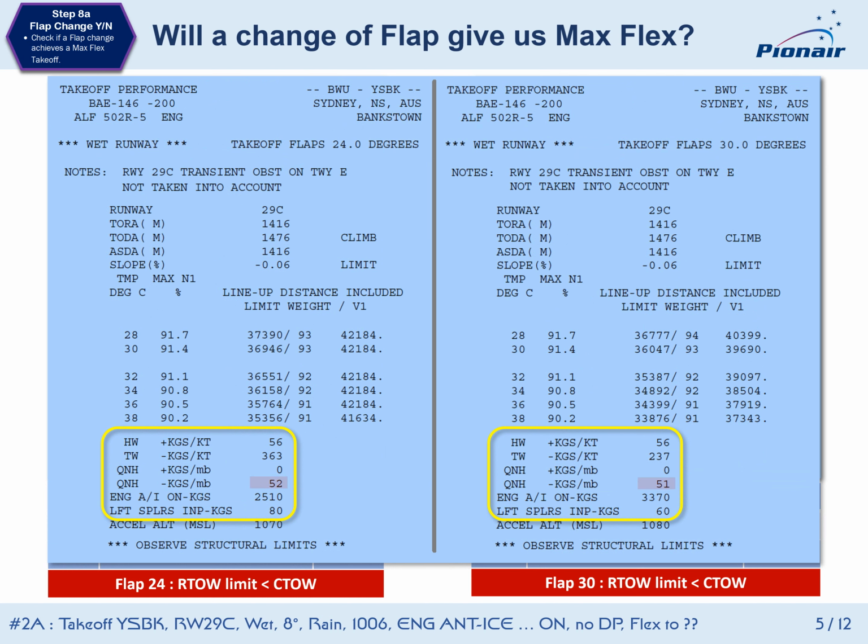For our takeoff today, there is in fact a 1 kilo difference in the low QNH adjustment. While the flap 30 adjustment is lower and therefore less of a performance decrement, 1 kilogram per millibar isn't going to be much help today.